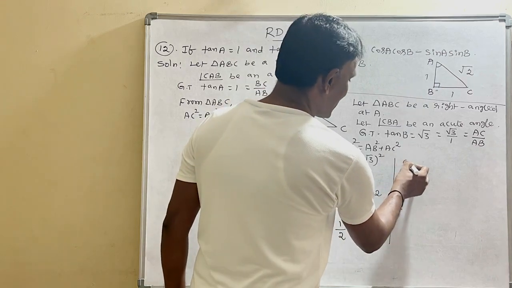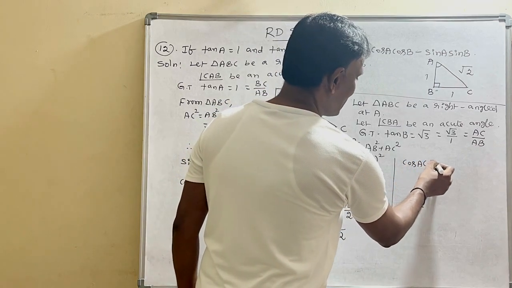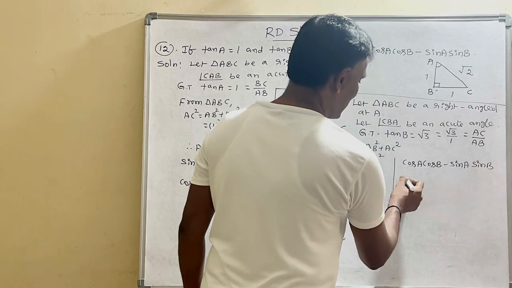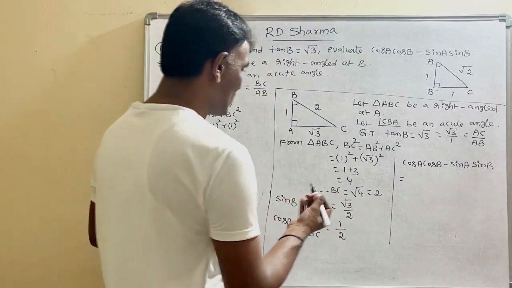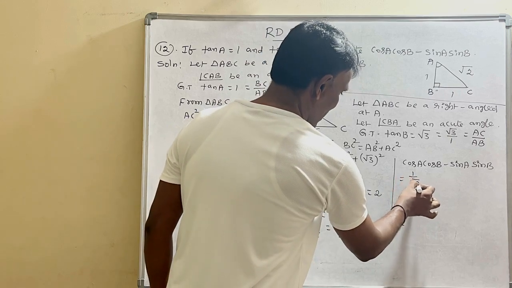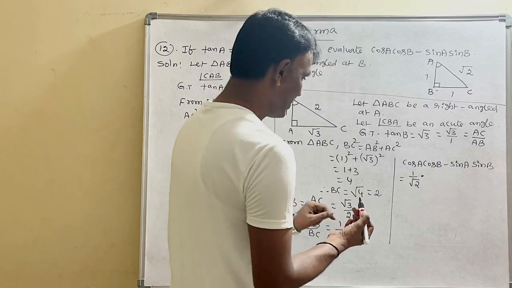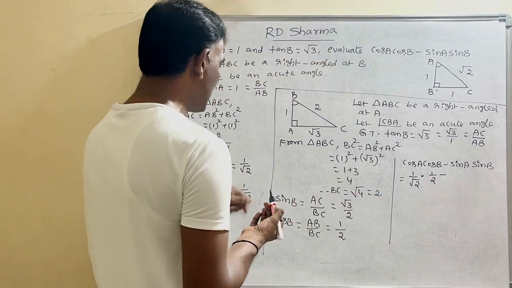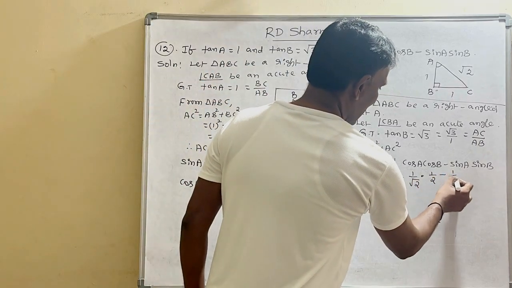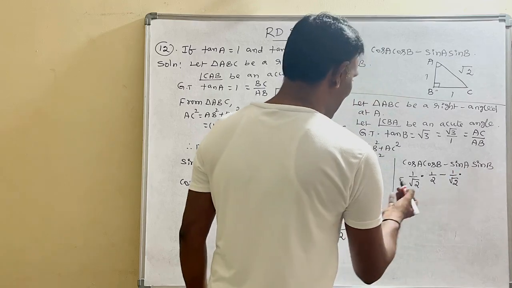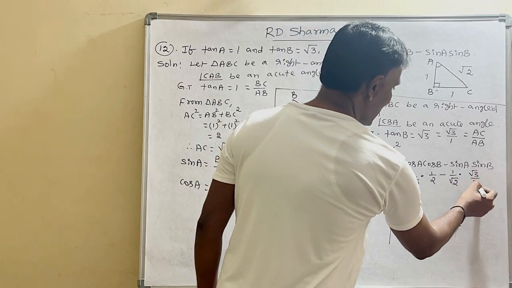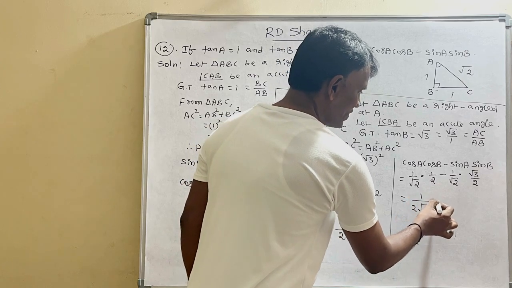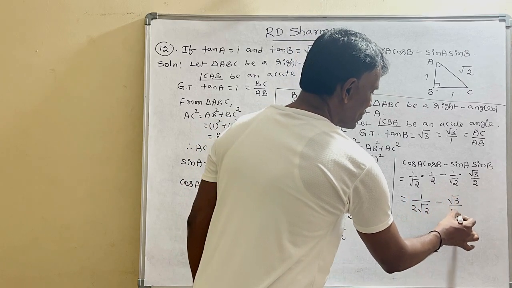What is that value? Cos A into cos B minus sin A into sin B. Now what is the value of cos A? So cos A equal to 1 by root 2. So right here 1 by root 2 into cos B, that is 1 by 2, minus sin A sin B. So sin A value is 1 by root 2 and sin B, that is root 3 by 2. So just write here root 3 by 2. Now here 1 by 2 root 2 and the second one root 3 divided by 2 root 2.